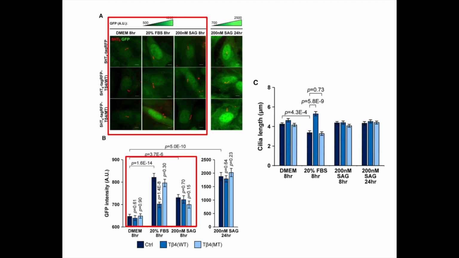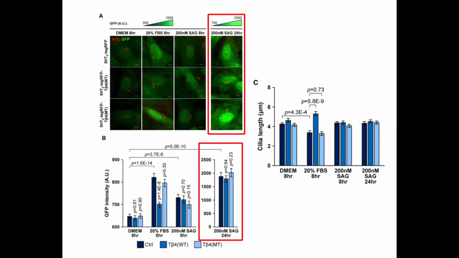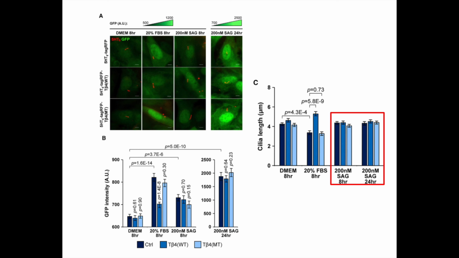What they saw was that in all three cell types used here, there was initially a low basal level of GFP in the different cell types at the 8-hour mark, but by the 24-hour mark, the amount of GFP seen had dramatically increased, indicating a persistent activation of smoothened and the hedgehog signaling pathway. However, what was observed was that in the cells treated with SAG, the smoothened agonist, there was not a significant decrease in cilia length, showing that the hedgehog signaling is not causing the decapitation.